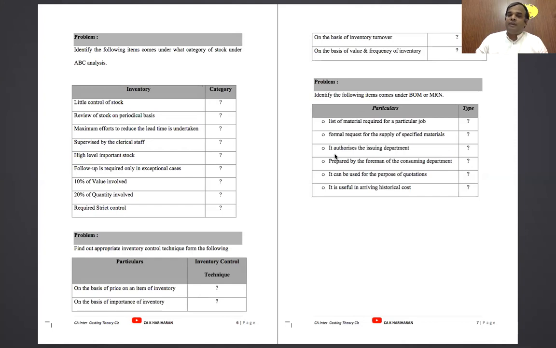First one, list of material required for the particular job comes under BOM, bill of material. Formal request for the supply of specified material, MRN. It authorizes the issuing department, MRN, material requisition note. Prepared by the foreman of the consuming department, again MRN. It can be used for the purpose of quotation, BOM, bill of material. It is useful in arriving at historical cost, material requisition note, MRN. Okay.